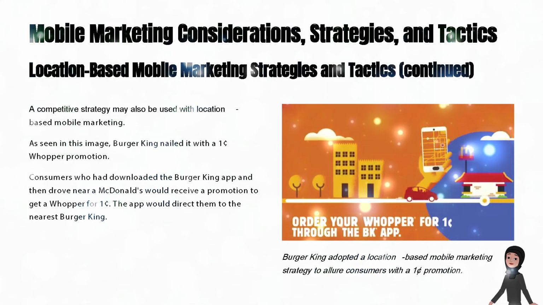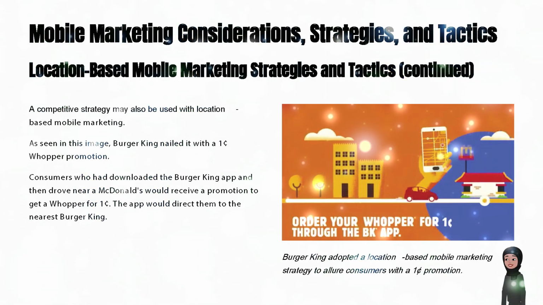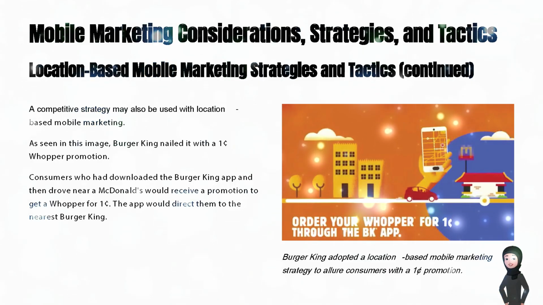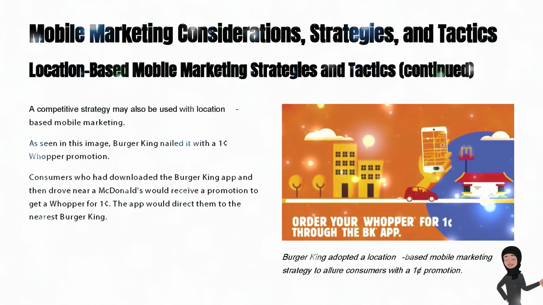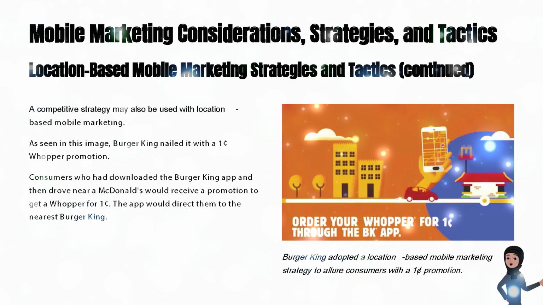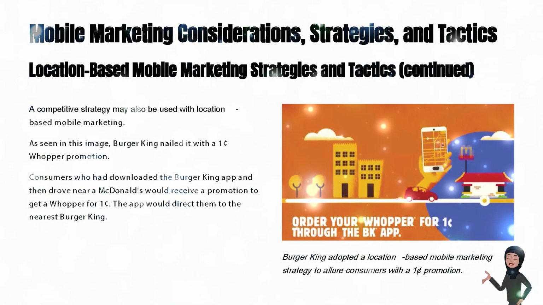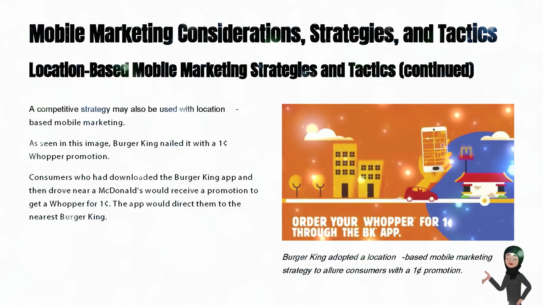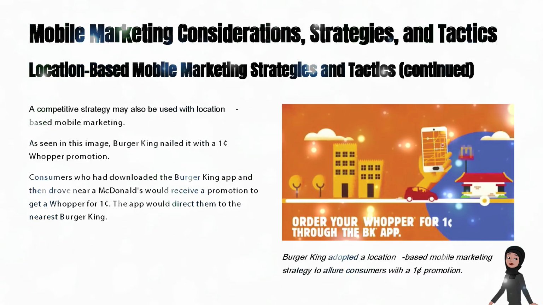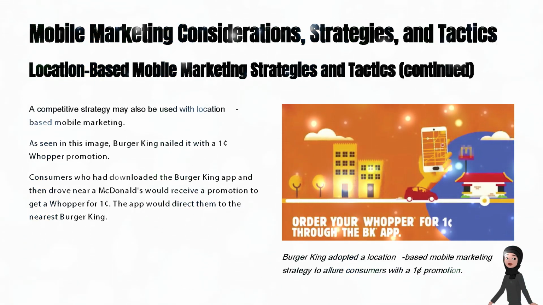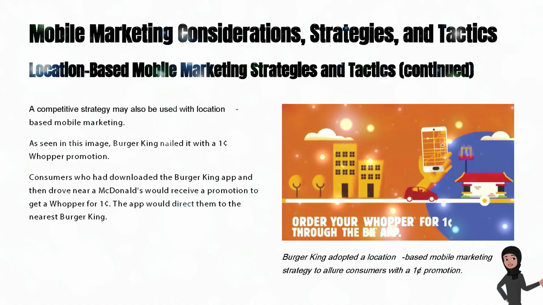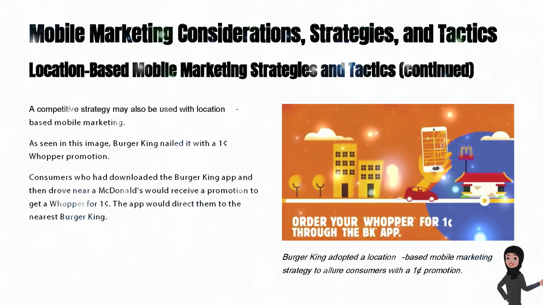This tactic worked because it combined timing, location, and competitive positioning. Burger King reached customers when they were physically close to a competitor and gave them a reason to switch destinations. The campaign shows how mobile marketing can move beyond simple awareness and directly influence consumer behavior in real time.